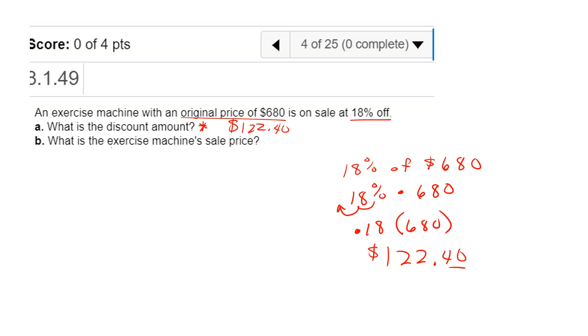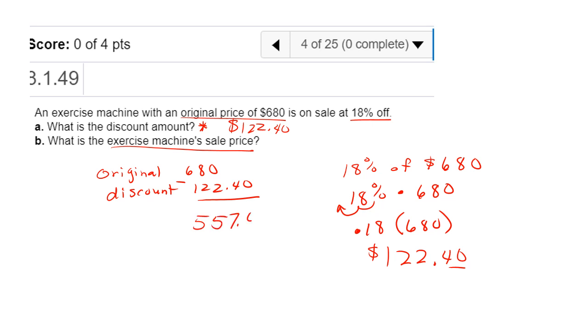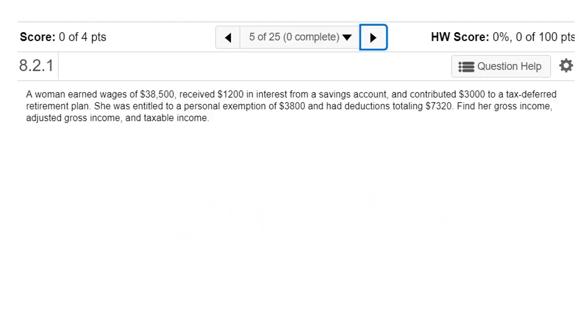Then you want the exercise machine sale price, so you'll take the original price of $680 and subtract that discount, because discount implies that it's been subtracted from the original. And when you do that subtraction, you will end up with $557.60. This would be the second answer, part B.